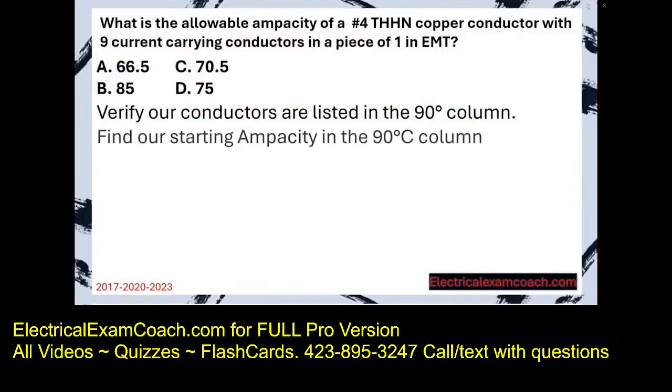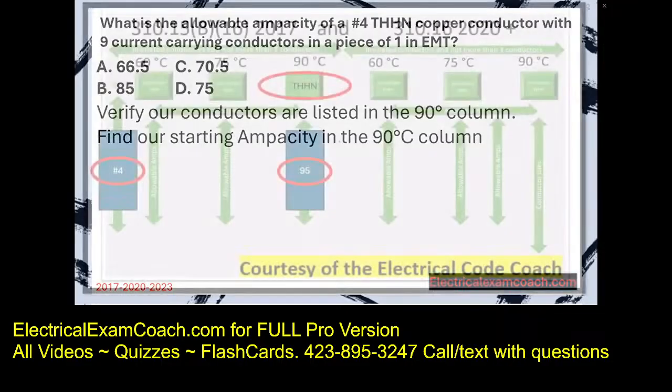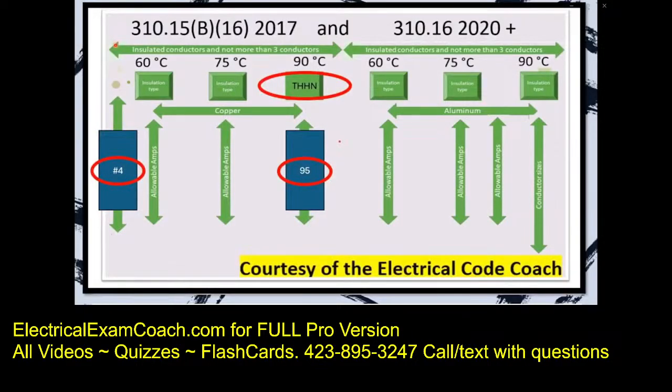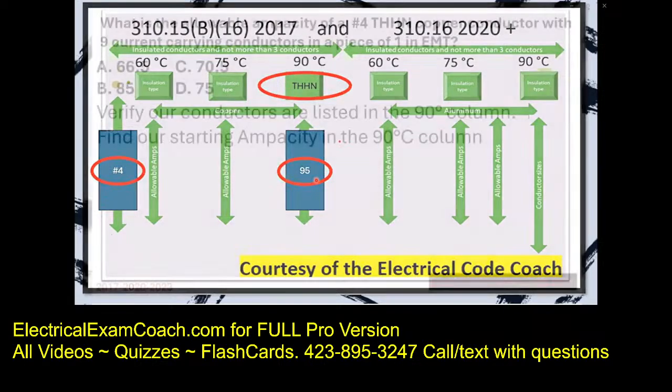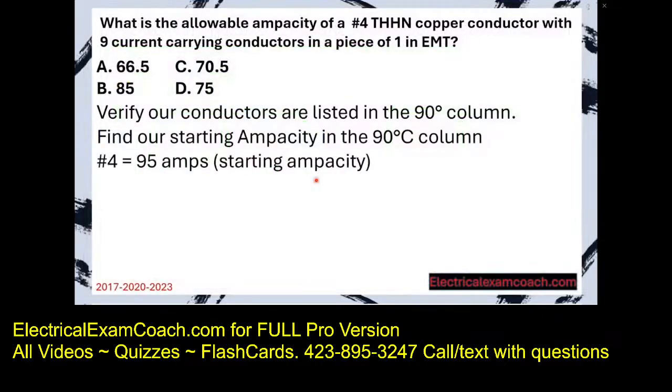Now, we're going to find our starting ampacity in the 90-degree C column. We head to our primary ampacity table. It's wanting a number 4 conductor, so we start on the left-hand side. We're going to come over and tee off with the 90-degree C column, and we're going to find out that it is 95 amps. That's our starting ampacity.